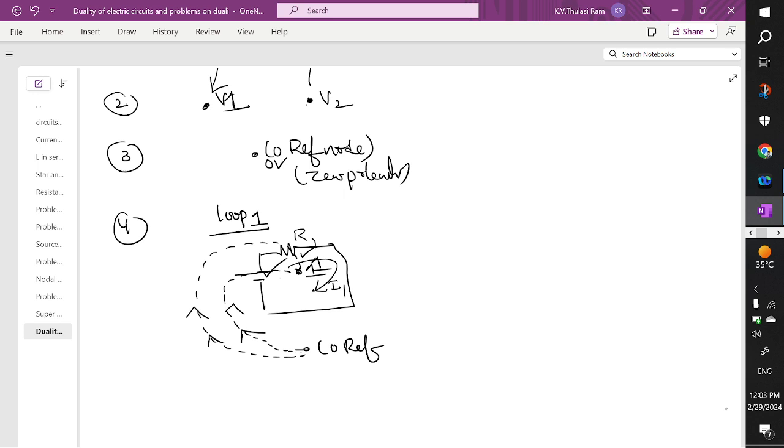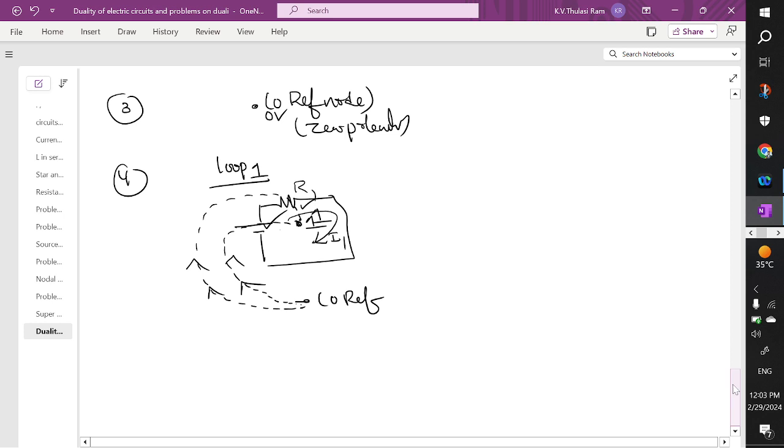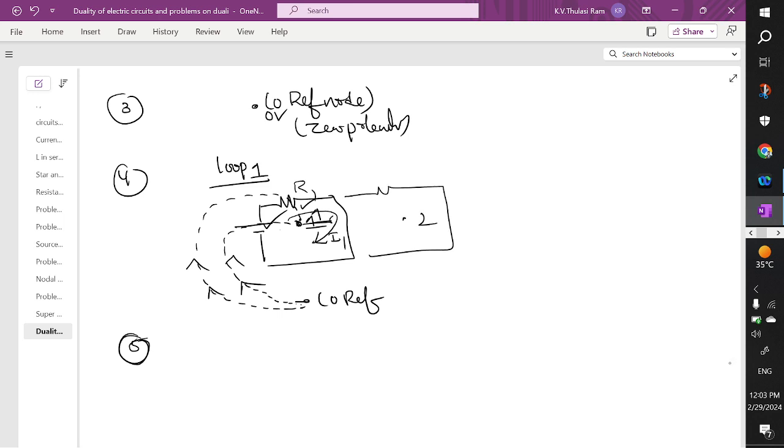Next, the fifth step is, if you have an element common to the first node and second node, for example an inductor common, you draw the dual network like this, between 1 and 2, and indicate it with a capacitance. That's all. So the dual of this will be like this. This is how to identify it.